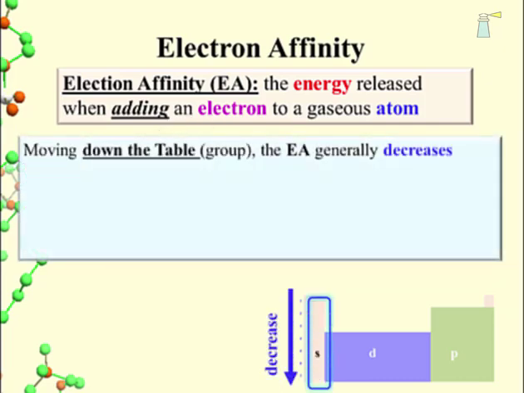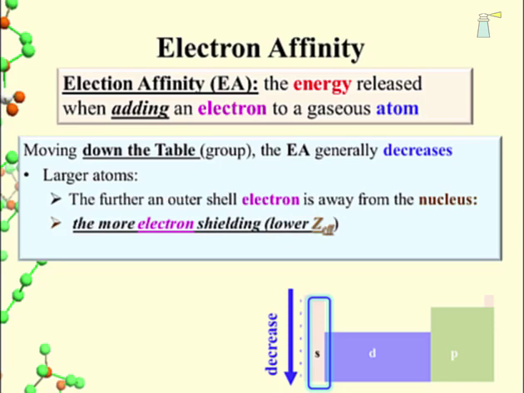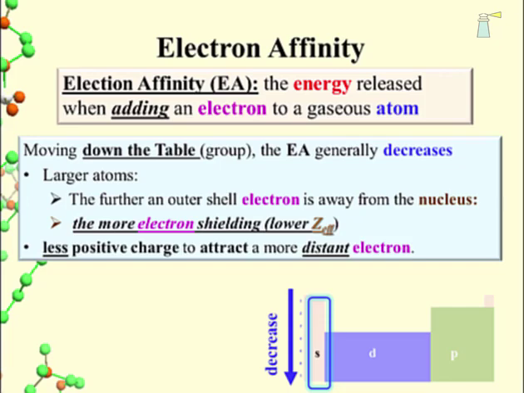The trend moving down the periodic table, or group, is that EA generally decreases. As argued before, moving down brings about larger atoms. Larger atoms means the further an outer shell electron is away from the nucleus. And that leads to more electronic shielding, producing a lower effective nuclear charge. The result is less positive charge to attract a more distant electron.